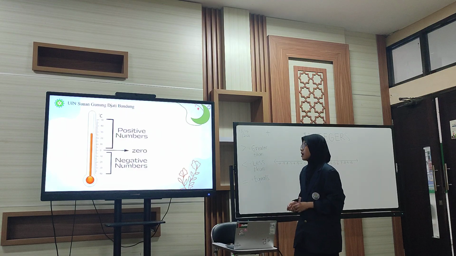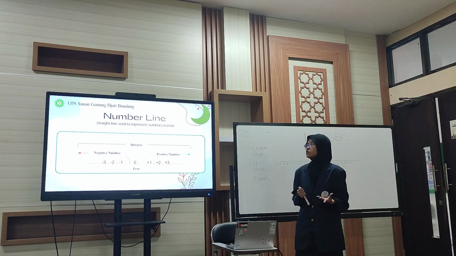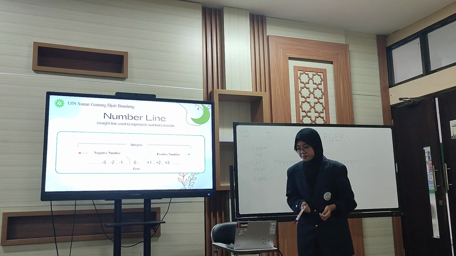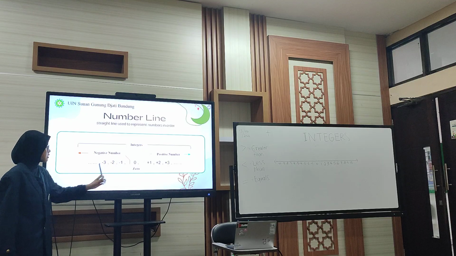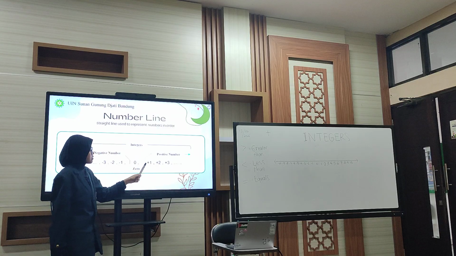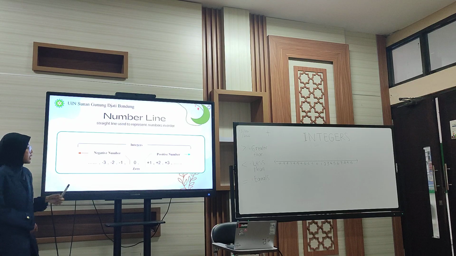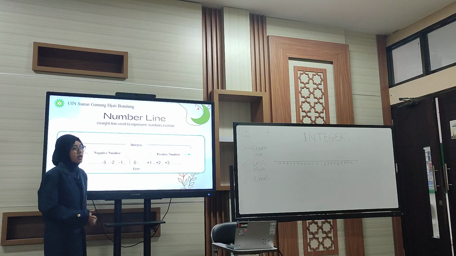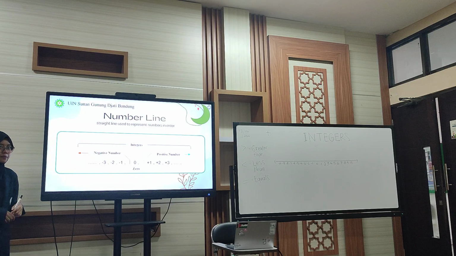To make it easier, I'm going to use something called a number line. A number line is a straight line used to represent numbers in order. As you can see here, we already talked about integers. I have numbers in order here, starting from negative 3, negative 2, negative 1, 0, positive 1, positive 2, and positive 3. Or you can say minus 3, minus 2, minus 1, 0, plus 1, plus 2, and plus 3. Or for the positive numbers, you can just say the number like 1, 2, and 3.